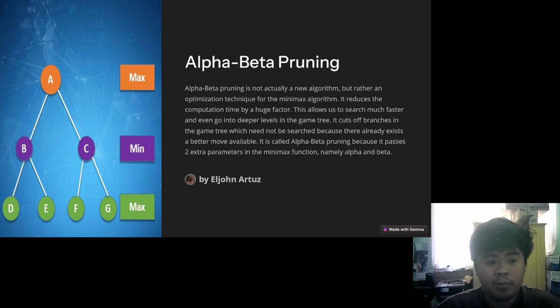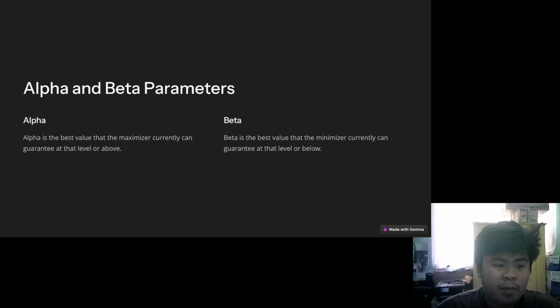a better move available. It is called alpha beta pruning because it passes two extra parameters in the minimax function, namely alpha and beta. So, alpha and beta parameters. Alpha is the best value that the maximizer currently can guarantee at that level or above. And beta is the best value that the minimizer currently can guarantee at that level or below.